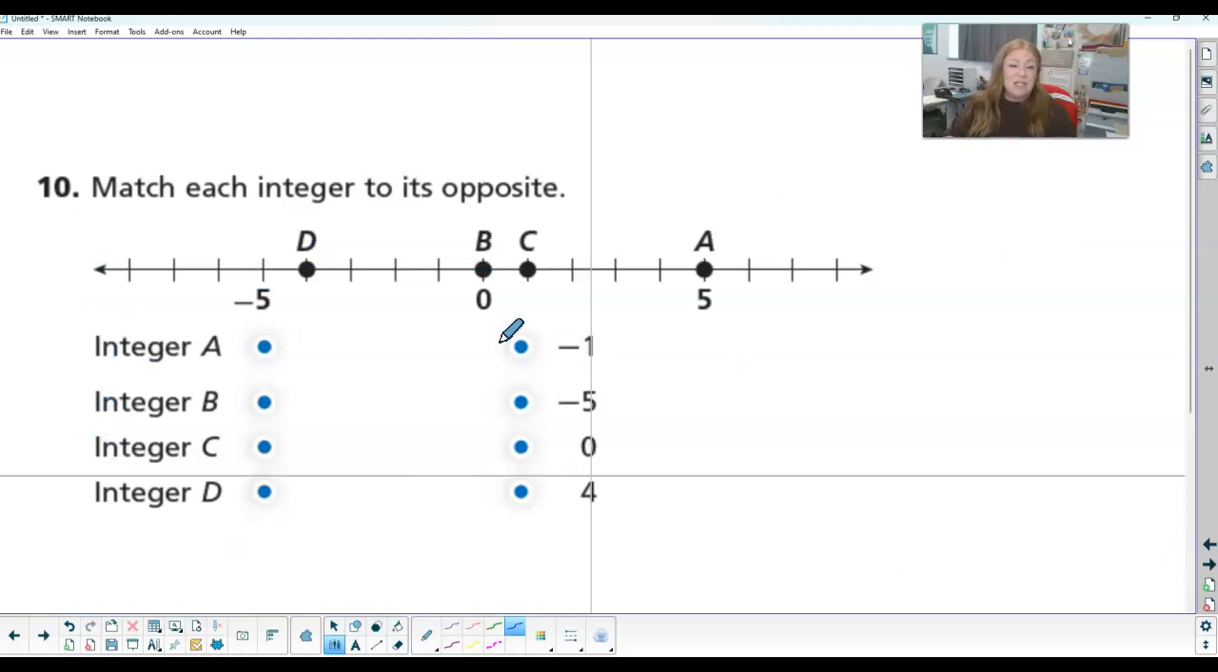Number 10, we're going to match each integer to its opposite. So we're going to find A, which is at 5, and I need to find its opposite. The opposite of +5 is -5, and I'm going to connect those. If I'm doing B, it's at 0. It can't go positive or negative. It's just going to stay 0. There's no opposite of it. So I want you to go ahead and finish C and D. Find where they are on the number line, connect them to their opposites.